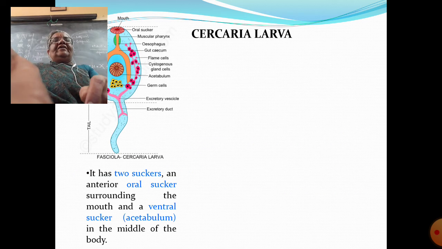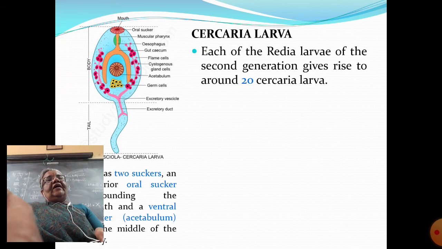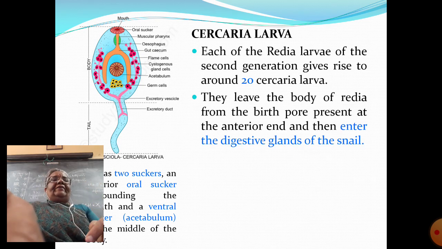Now let us study the third larval stage, that is the Circaria larva. So each of the radial larva of the second generation gives rise to around 20 Circaria larvae. Okay, so 20 Circaria larvae will come out from a single Radial larva. Then they leave the body of the radia from the birth pore present in the anterior end. I have shown you that. And then they get into the digestive glands of the snail.